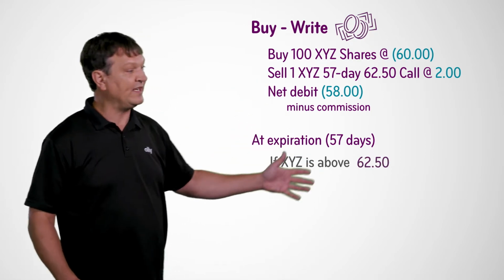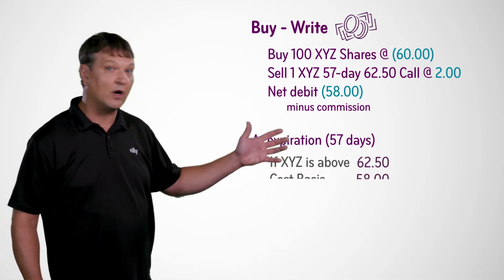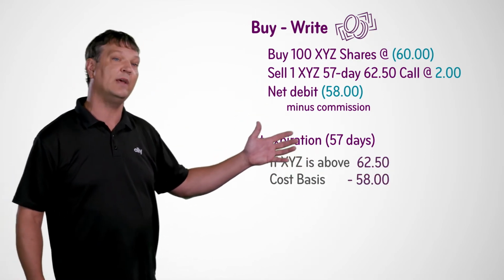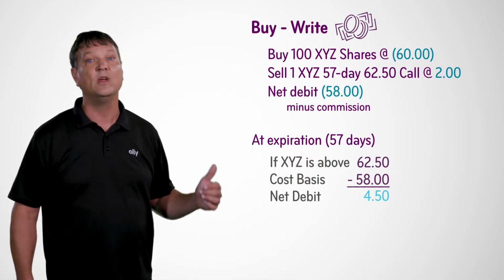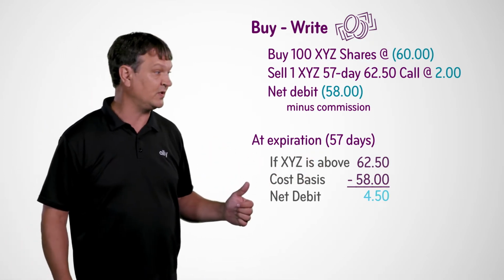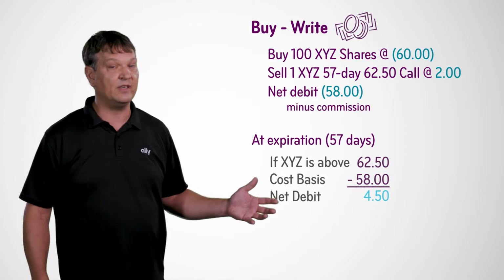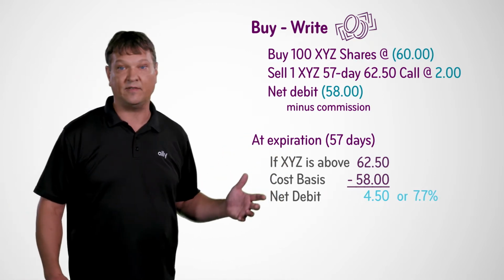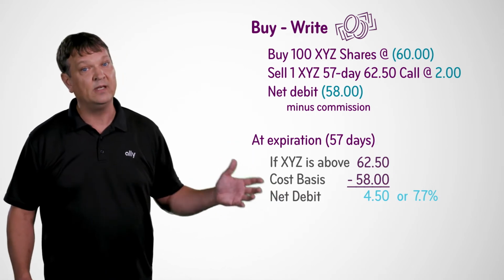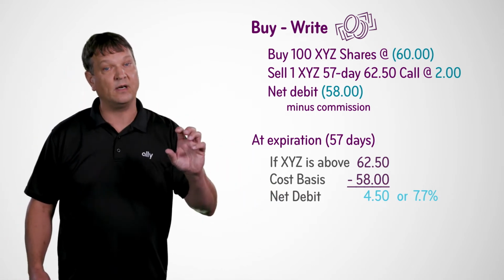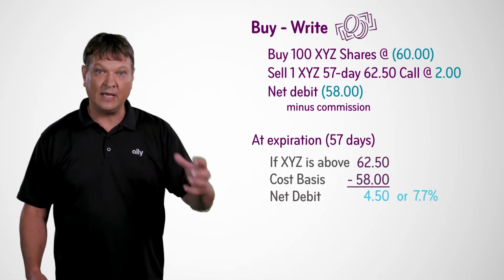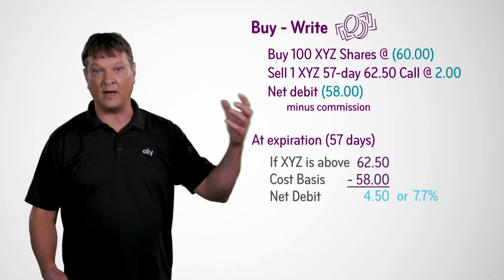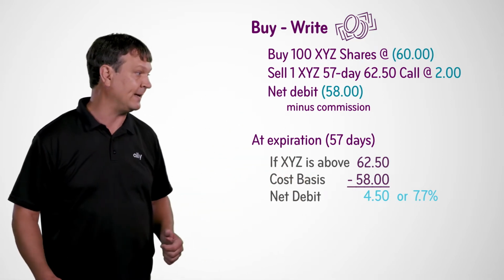If XYZ is above $62.50, our cost basis is really $58. So we have a gain of $4.50 or $450 on this position. If we look at that on a percentage basis, that's 7.7% over a 57-day period. Not too shabby if you think about it, well, we were correct on our forecast and we were able to bring in that premium to help out on our max profit on the upside.